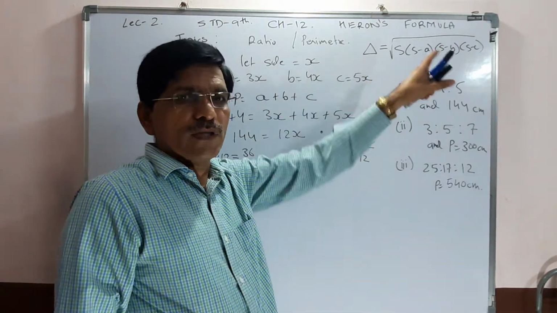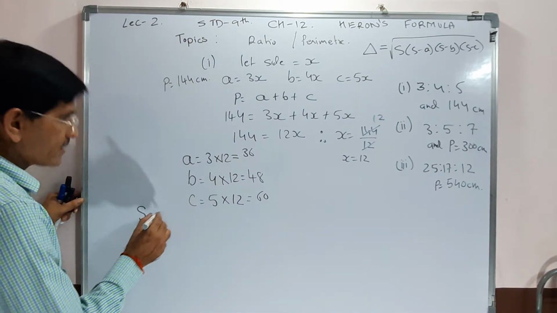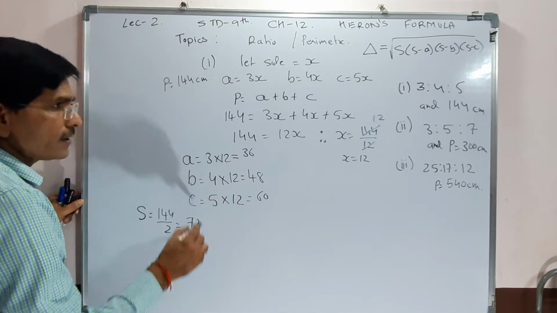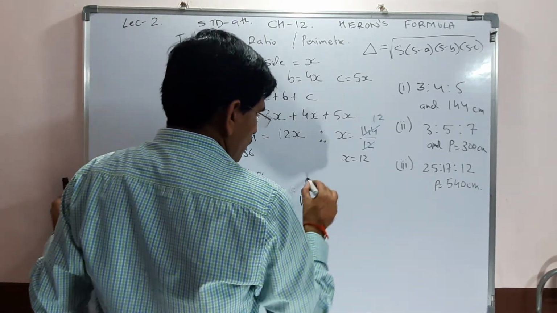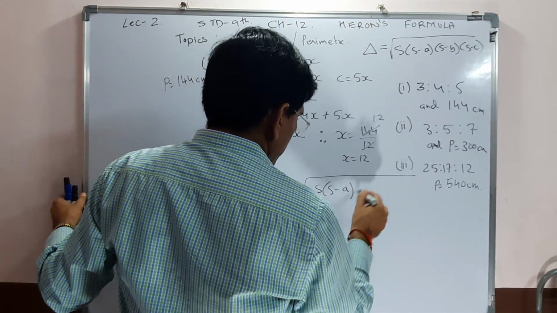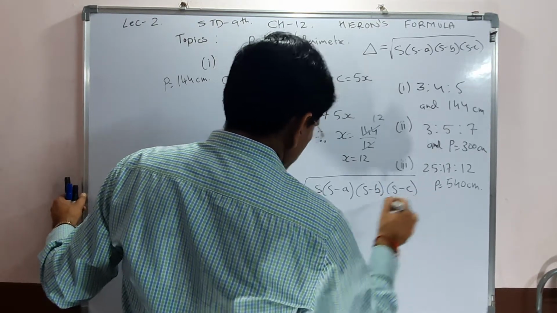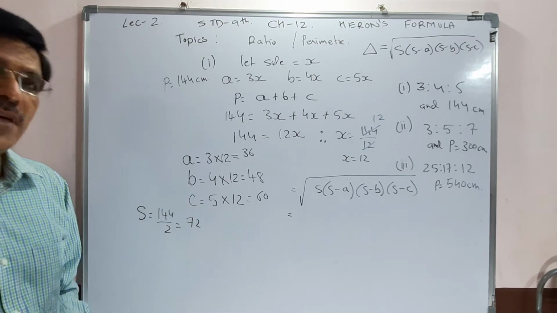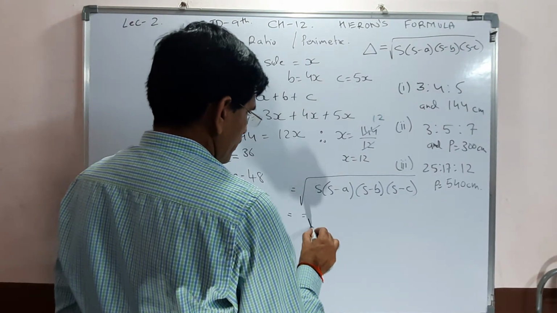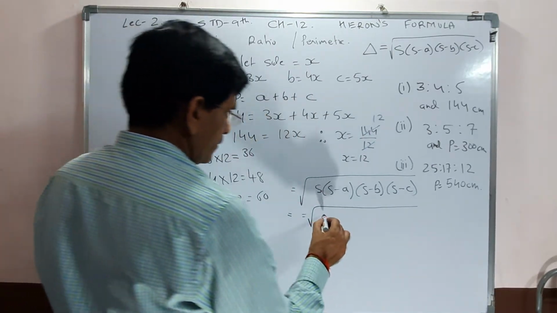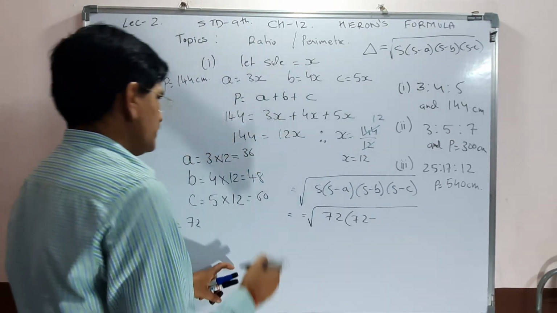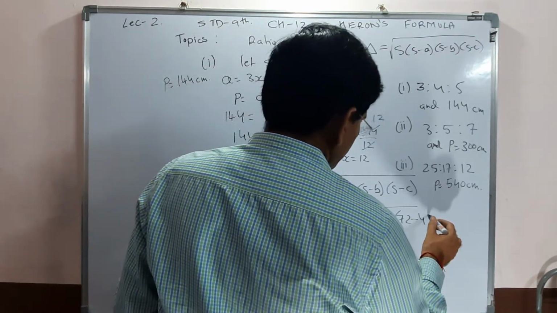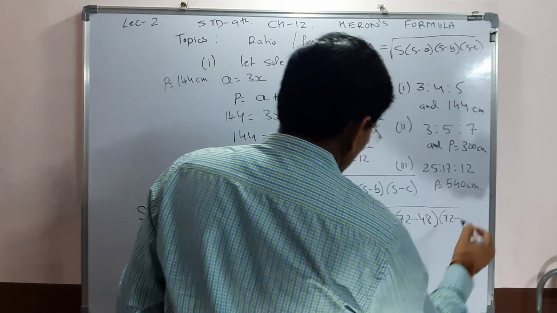Now, in the last lecture we went through this formula. First of all, we have to find S. S is equal to perimeter by 2. The perimeter is given as 144, divided by 2, that is 72. Now we can put in the area: under root S, S minus A, S minus B, S minus C. Try to solve it yourself; you can pause the video. What values do we put? S is 72, then 72 minus 36, 72 minus 48, and 72 minus 60.